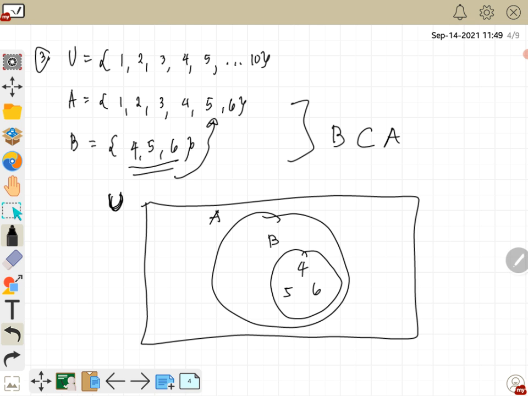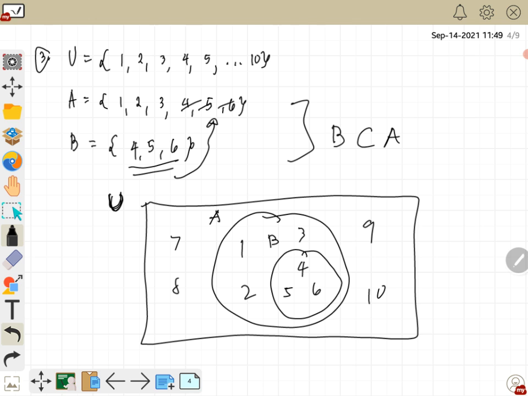Then the remaining ones, other than 4, 5, 6, we have 1, 2, 3. Okay? Then the remaining ones are outside the circles but still inside the universal set, or the rectangle. We have 7, 8, 9, 10. So that is the third way of visualizing the relationship of sets using a Venn diagram.